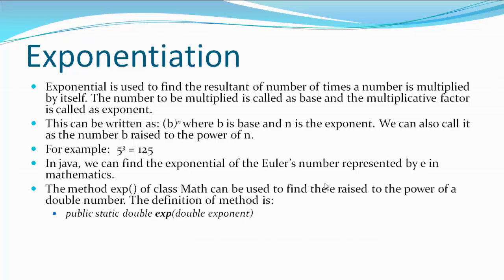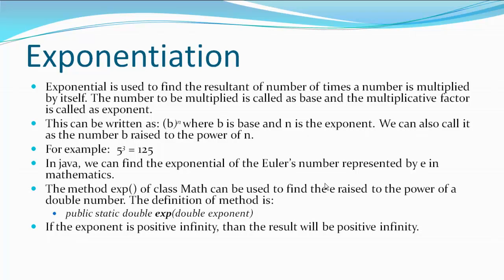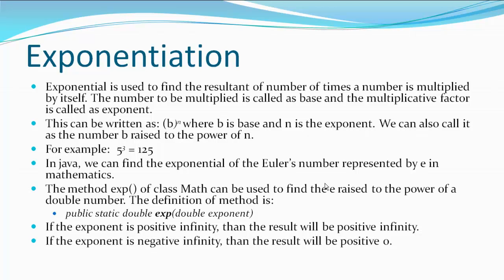That is, public static double exp with the argument double exponent. This is the function signature that is available in the class Math. If the exponent is positive, the result will also be positive. If the exponent is negative infinity, then the result will be positive 0.